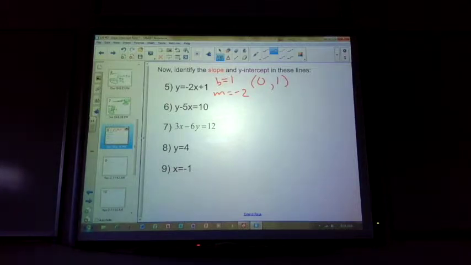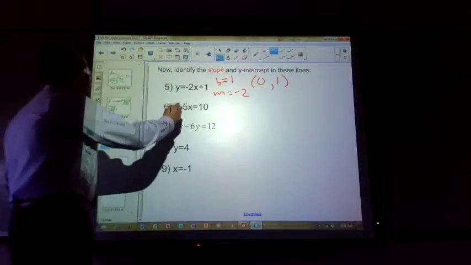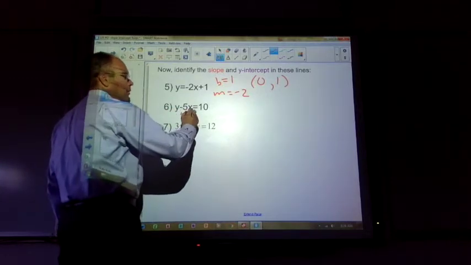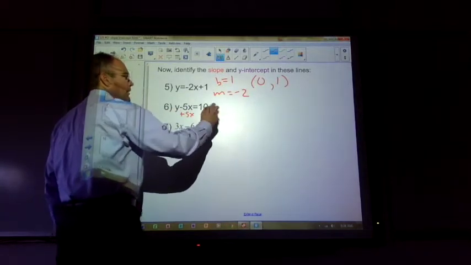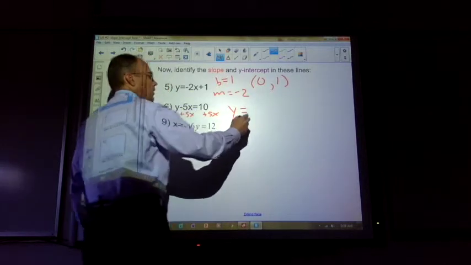Kenzie, number 6. Is it solved for y? No. What would I have to do to get y all by itself, do you think? I like it. So I want y by itself, so I'm going to do the opposite value to both sides. Now, can I add 5x and 10 together to get a new different number? No, they're not like terms.